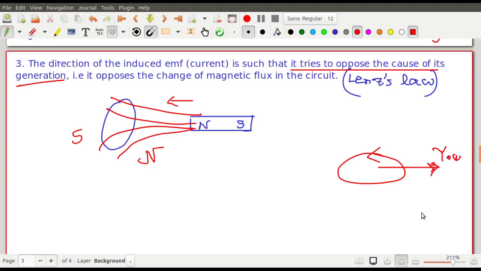And you know that magnetic field arises from where? It arises from north to south pole. Magnetic field কোন দিক থেকে কোন দিকে আসে? The magnetic field comes from north to south. So definitely this side is north and this side is south. It is coming towards you. So that is how you decide the direction of the current.